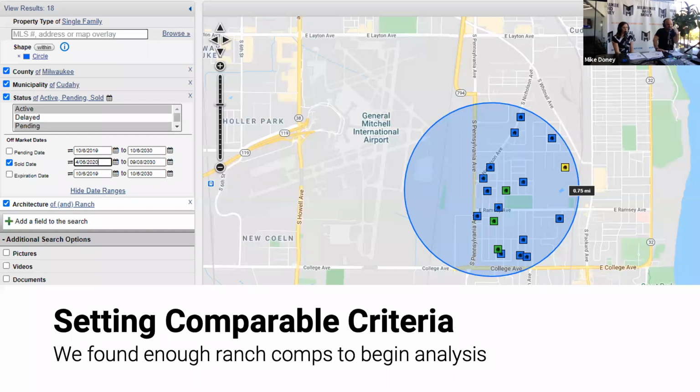You can make that 3 days, right? You can narrow into your comparables so quickly by just toggling dates, right? So right now we're looking at 6 months. And the next thing that she checked, which was very interesting, is the architecture equals a ranch.